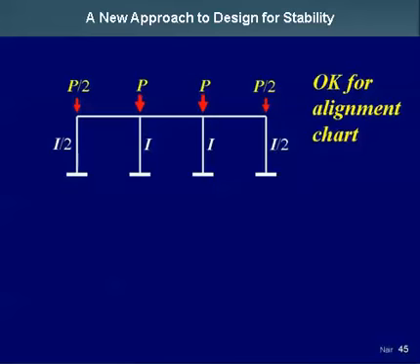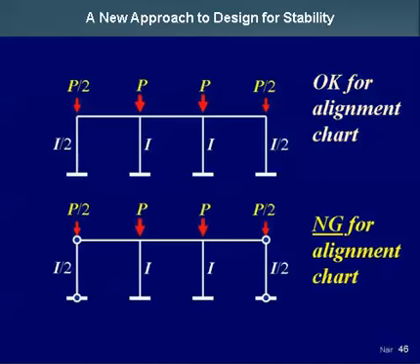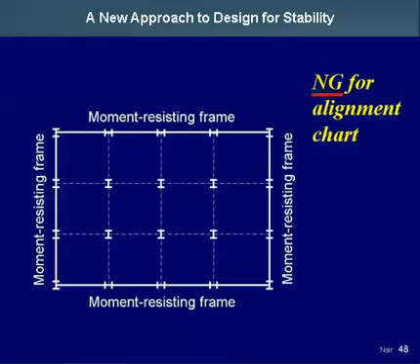For instance, if you have a frame like this where the applied load is roughly proportional to the stiffness and also the restraint conditions at both ends of every column are the same, okay, maybe you could use the alignment chart. But as soon as you have columns with different support conditions, different restraint conditions, now this is no good for the alignment chart. Or if you have columns with no load on them, again, this is no good because those columns are not going to buckle like the others. So they're not all going to buckle simultaneously.